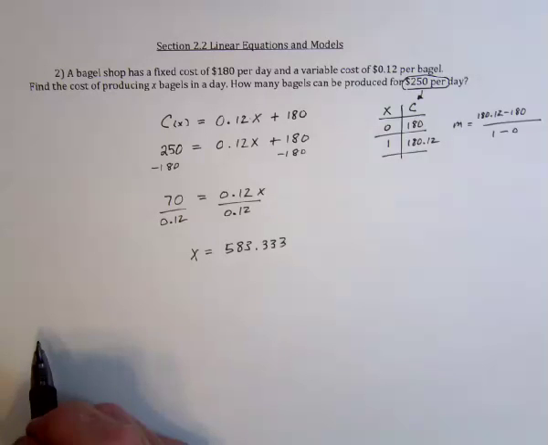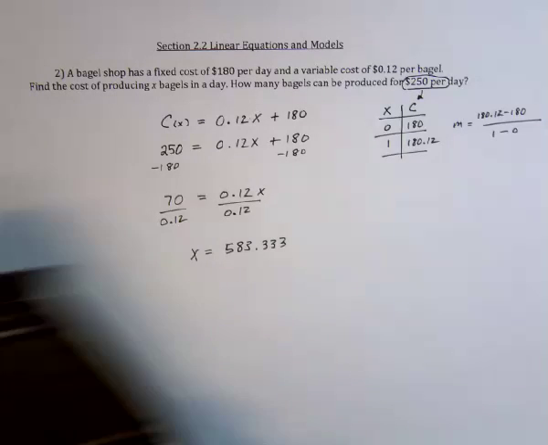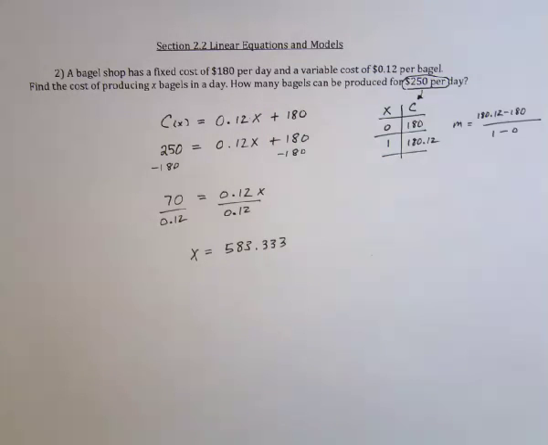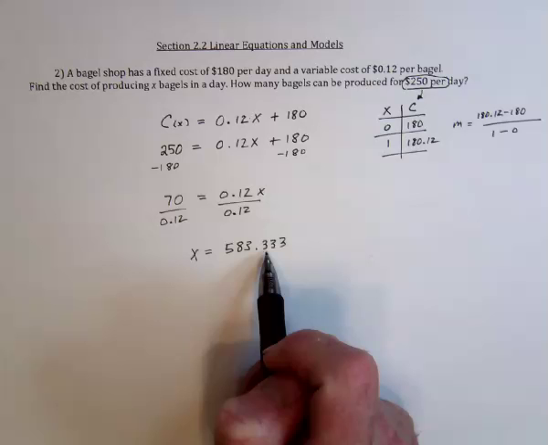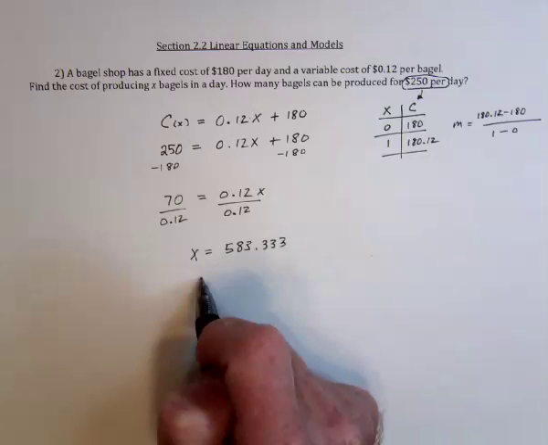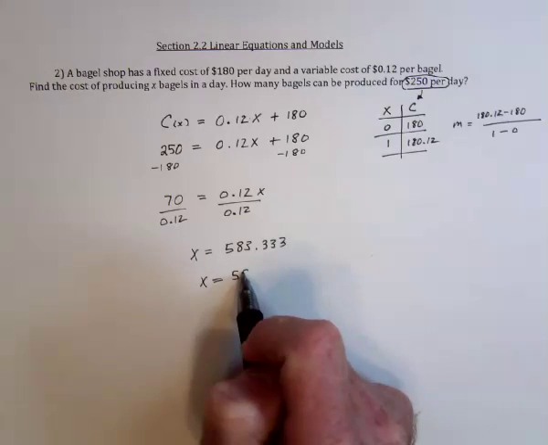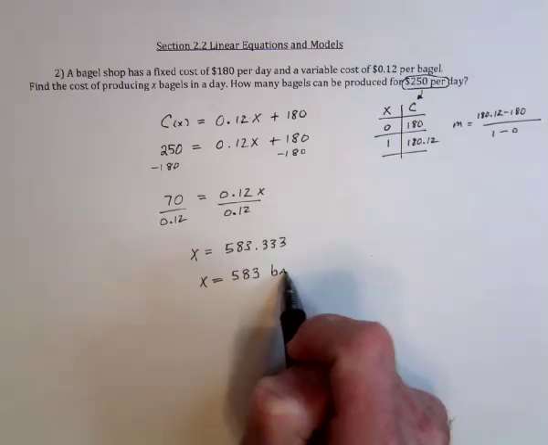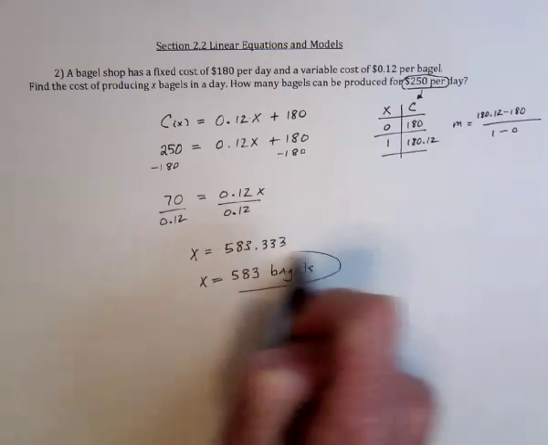One thing I should do is check the answer, so substitute that 583 back into the equation. So 0.12 times 583.333 and add 180, and we should have $250. All right, so the answer is correct, but I think it's going to be very difficult to make 0.333 of a bagel. So I think that since we're talking about bagels, we should have 583 bagels. Yummy.